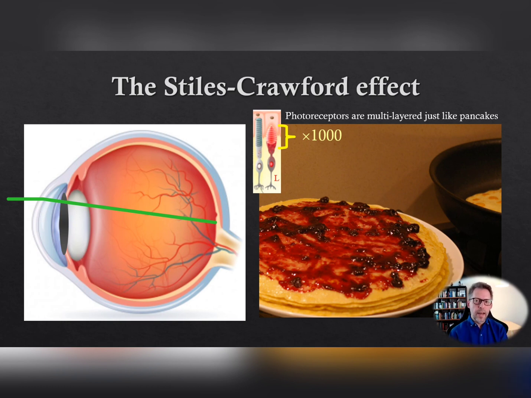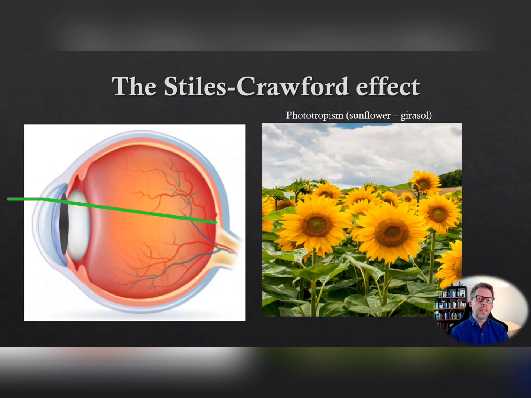Essentially, we can consider the outer segments like layers of pancakes with visual pigments then embedded inside of each layer. Now, if we change the direction of incidence of light onto the retina, we have what is known as the Stiles-Crawford effect, and this is similar to the phototropism we see in sunflowers that are also in Latin called girasol, meaning turning towards the sun, and basically the retina itself has plasticity and is able to adapt to changes in illumination conditions.